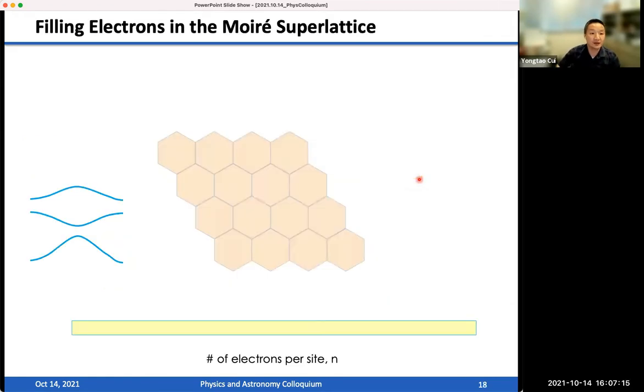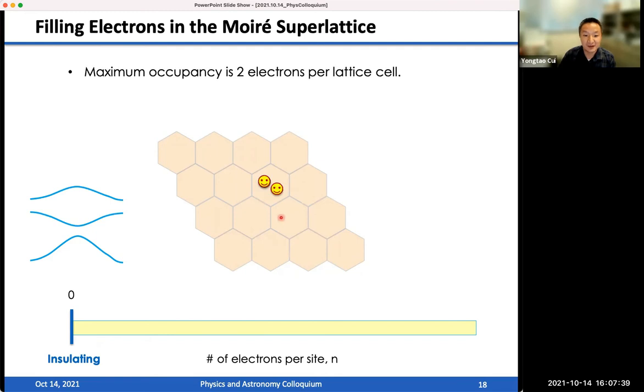Okay, so let's think about how we fill electrons in this Moiré superlattice, and how their electronic properties will behave based on what we know from band theory. First of all, if we leave the Moiré superlattice empty, so there are no electrons in this Moiré mini band, that obviously corresponds to an insulating state because there are no electrons. And then if we fill this lattice to the maximum possible occupancy, that's basically 2 electrons per Moiré lattice.